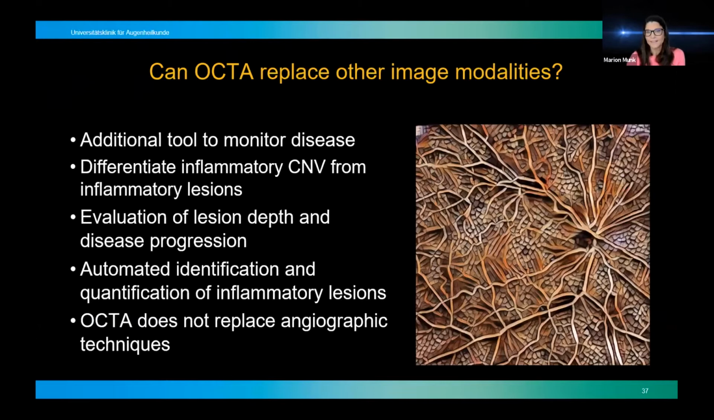So in summary, it's definitely a valuable additional tool to monitor disease activity in uveitis. It's nice to differentiate inflammatory CNV from inflammatory lesion, even better than fluorescein angiography can. In addition, it's better to evaluate the lesion depth and the disease progression when you compare it, for example, to ICG. And it also allows an automatic identification and quantification of inflammatory lesions. But overall, it definitely does not replace angiographic techniques, at least not for now. Thank you.